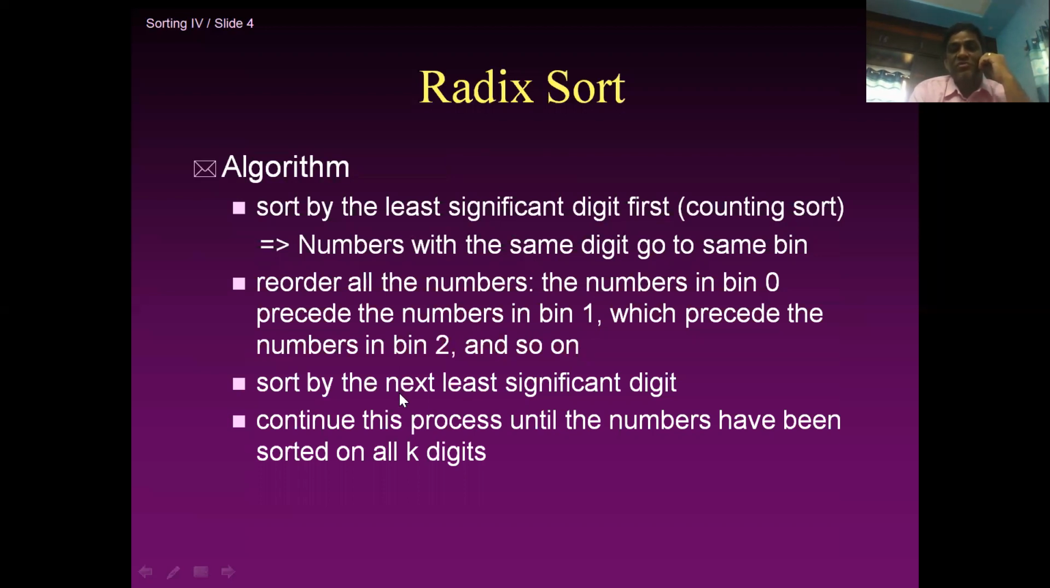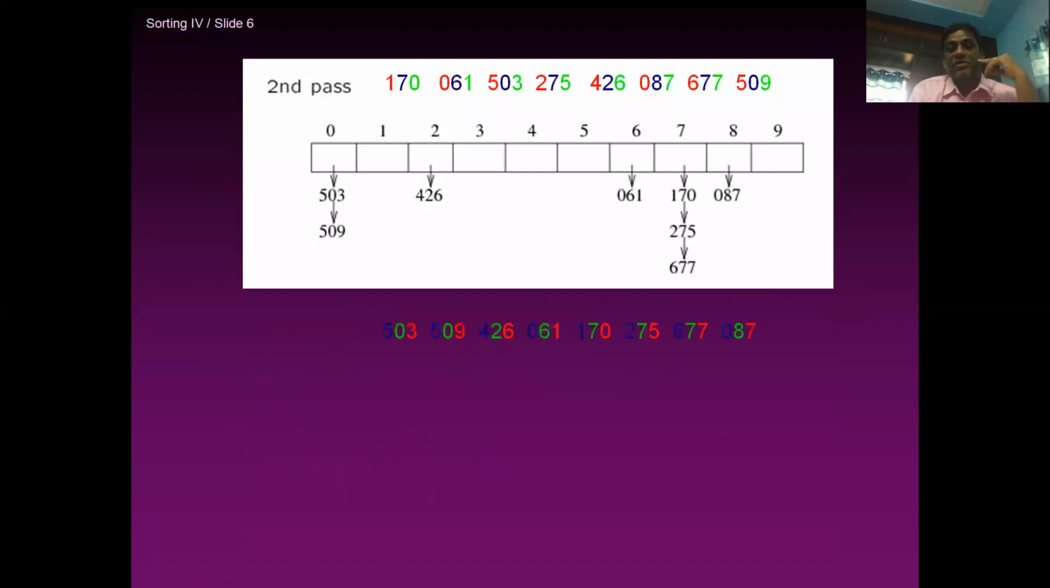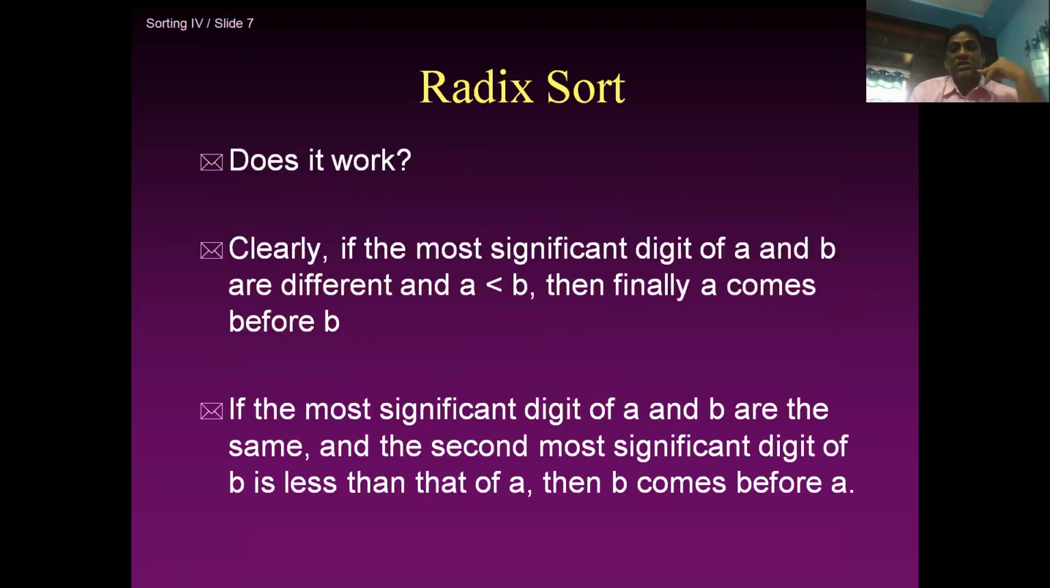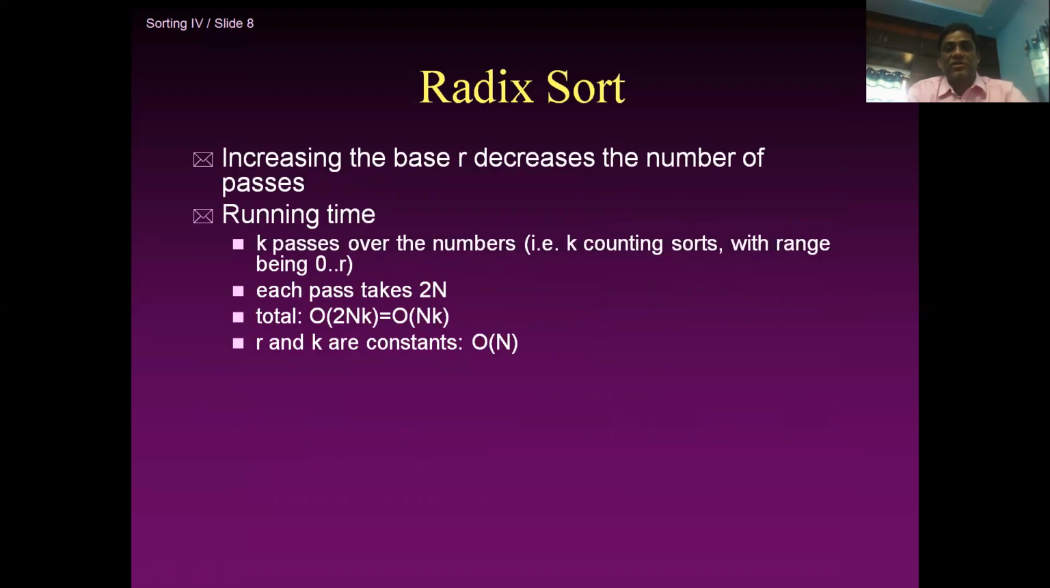Again, we perform the same step with the next least significant digit, and we continue the process until all the digits are completed. So if there are k digits in the numbers of a list, you require k passes. So that is the algorithm. Does it really work? Yes, we saw the example, because it is clearly based on the significant digits. When it is sorted on the most significant digit, obviously the bins will contain the sorted list only. So it works. But then what are the problems and what is the time complexity of this algorithm?